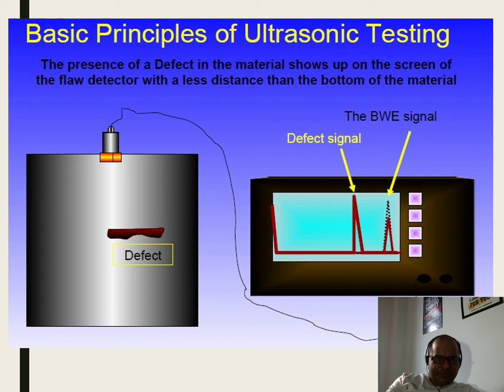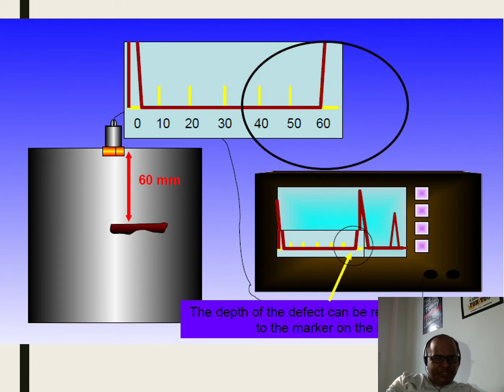If you see, the first signal is the defect signal and the second is your back wall signal. Back wall signal means your waves are going from the top of your material to the bottom and coming back to you. That is your back wall signal. If you see the screen, the defects can be seen. If you see 60 mm, it can be measured on the screen.